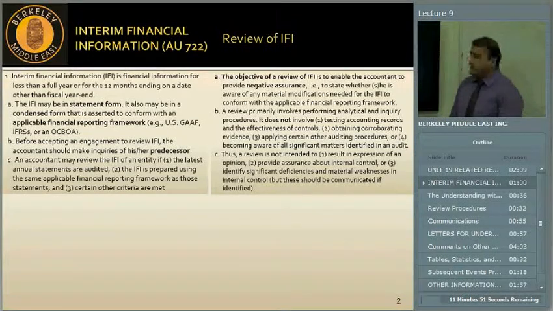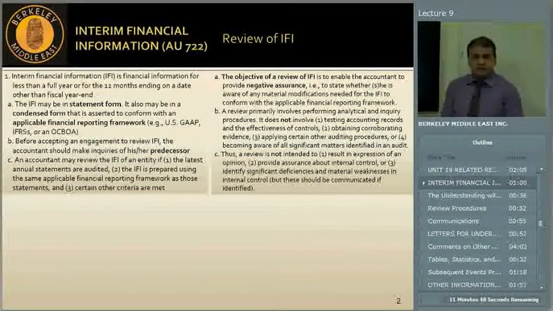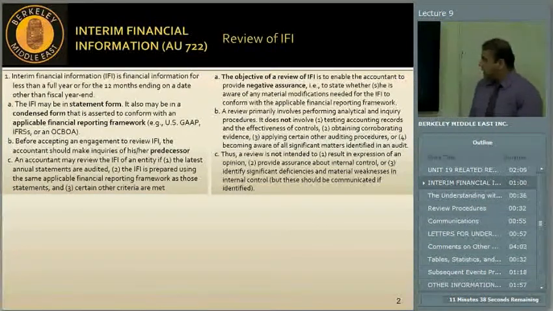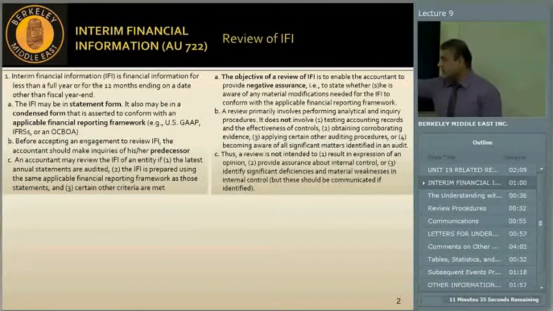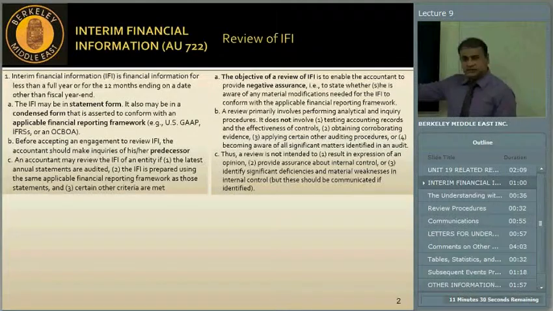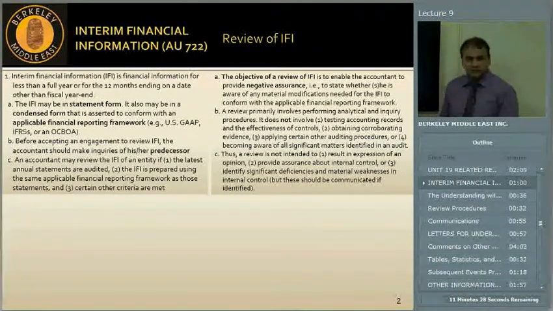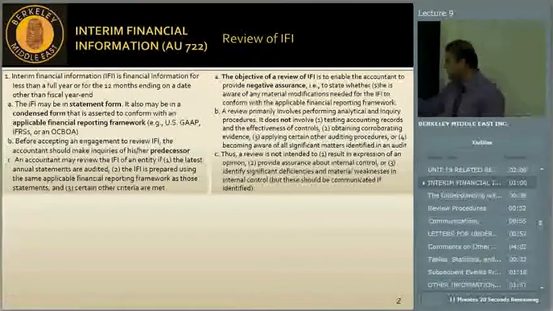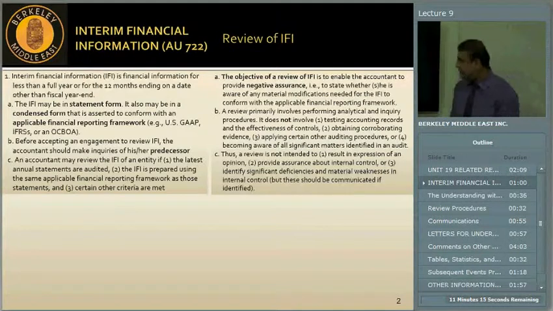Now let's start our discussion with interim financial information. Interim financial information generally is not for a full period of a year. It may be a quarter or so. And this is interim financial information, IFI. It may be in statement form and it may be in condensed form, depending on what the usage and the utility is. And it is prepared to conform with the applicable financial reporting framework, maybe GAAP, IFRS or other oversight bodies for that.